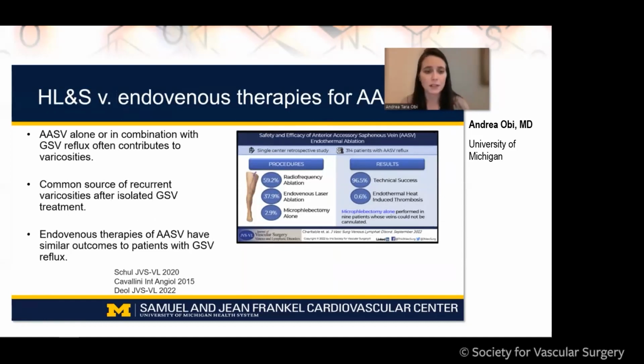What we do know is that in retrospective studies and observational studies, endovenous therapies of the anterior accessory saphenous vein seem to have similar outcomes to patients with GSV reflux. And you can see the results on one of the trials highlighted here. What do we mean by similar outcomes? Number one, excellent technical success. Number two, low complications. And number three, similar rates of improvement in quality of life scores and venous clinical severity scores.